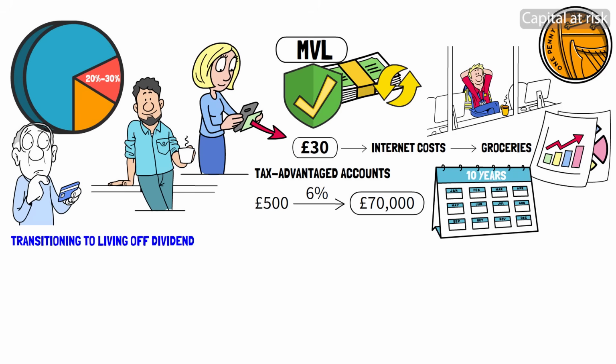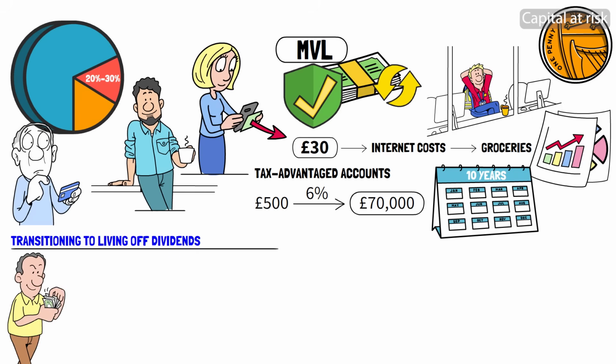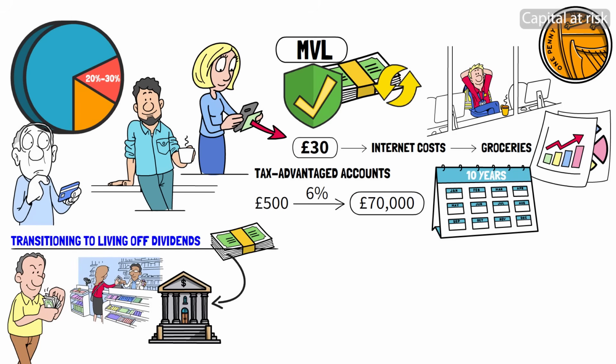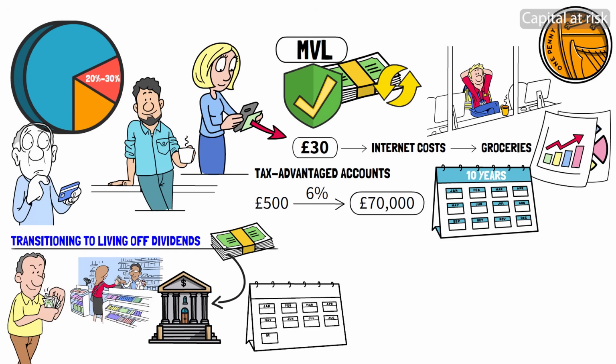Transitioning to living off dividends. Once your dividend income reliably covers your MVL, it's time to transition. Instead of reinvesting, you start withdrawing the dividends to pay your actual expenses. Set up your accounts to automatically send dividends to your current account in your bank. Stagger your holdings so that you receive payments throughout the year, not all at the same time. For example, mix companies that pay in different quarters to smooth out the cash flow.